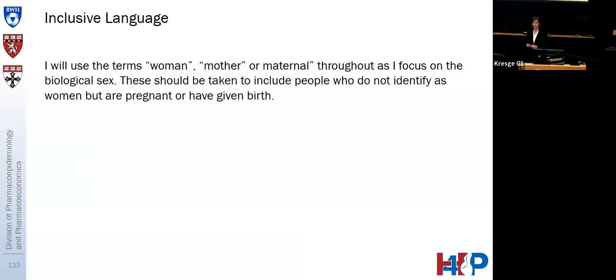Before I start, a brief comment about the use of inclusive language. Throughout the presentation, I will use the terms women, mother, and maternal as I focus on the biological sex, but this should really be taken to include people who do not identify as women, but are pregnant or have given birth.